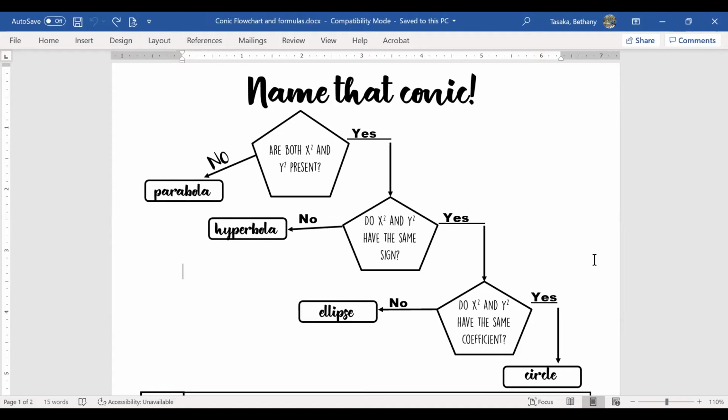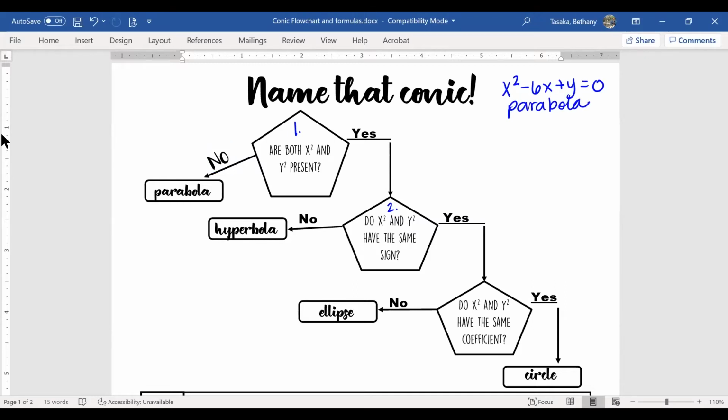So let's say, for example, you have the conic x squared minus 6x plus y is equal to 0. The first question that you want to ask when you see this is: are both x squared and y squared present? If they are, you move on to the second question down here. But if not, which in our case they're not, we only have x squared, we don't have y squared, so for us that's a no, and that means this is a parabola.